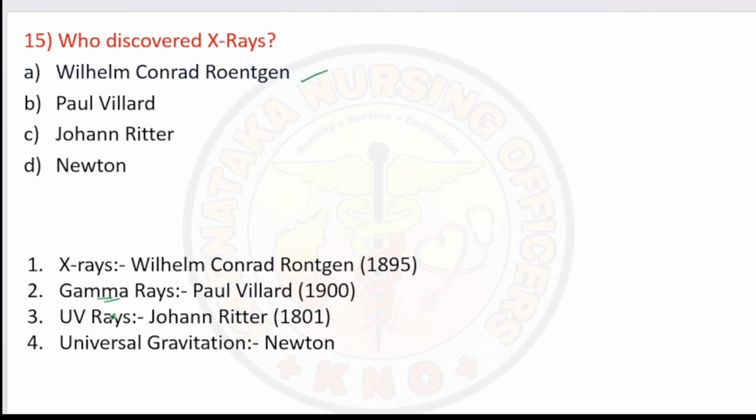And John Ritter discovered UV rays in the year 1801. And Newton discovered what everybody knows, right? So the universal law of gravitation. So the universal law of gravitation was discovered by Newton. So next question.